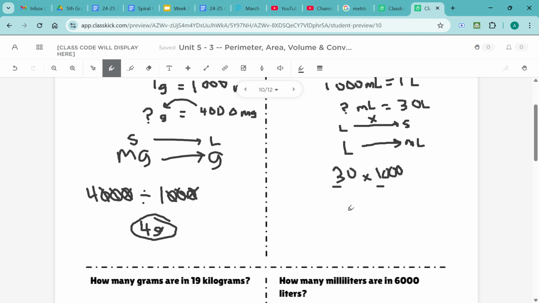So really, I'm going to multiply my non-zeros by each other. 3 times 1 is 3. And then I'm going to go and count how many zeros I have. I have 1, 2, 3, 4, and I can add those. Okay, so my answer is 30,000 milliliters.